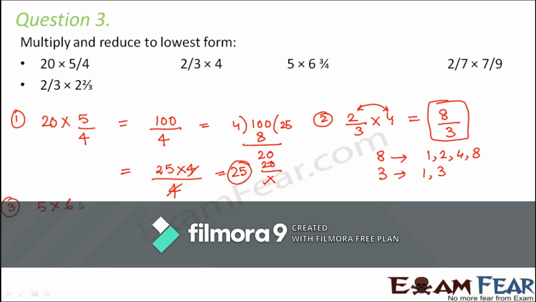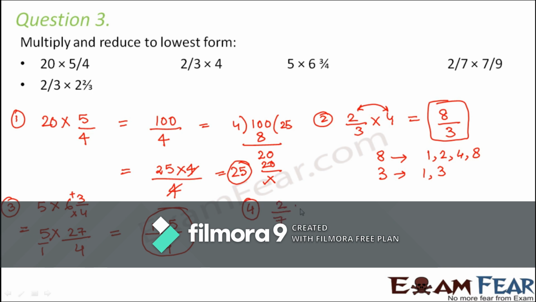Let's look at the third one. It is 5 into 6, 3 by 4. First of all, we will convert the mixed fraction into an improper fraction. So 6 into 4, 24 plus 3, that is 25, 26, 27. So this would be 27 by 4. Now multiply the numerators. That is 5 into 27, which is 135, divided by multiplying the denominators, that is 1 into 4, which is 4. So 135 by 4. This is also in its lowest form, because they do not have any common factor other than 1. So this would be the answer.